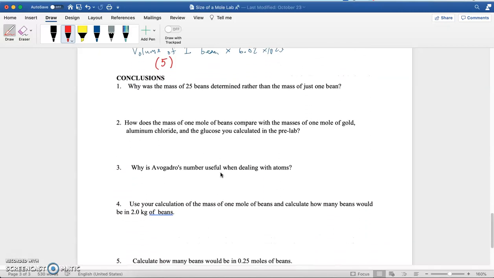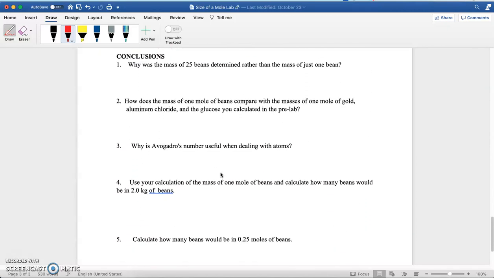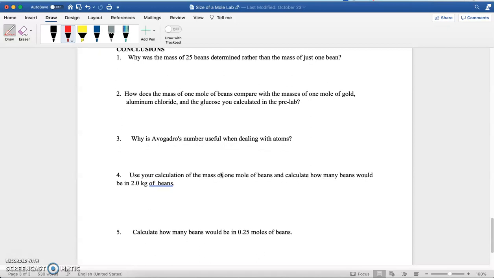Okay, now let's go down to the conclusion. Pause that, go back and finish your calculations. I will let you do numbers 1 and 2 on your own. Number 3, why is Avogadro's number useful when dealing with atoms? I talked about it in some of my classes, some of them I didn't get to.